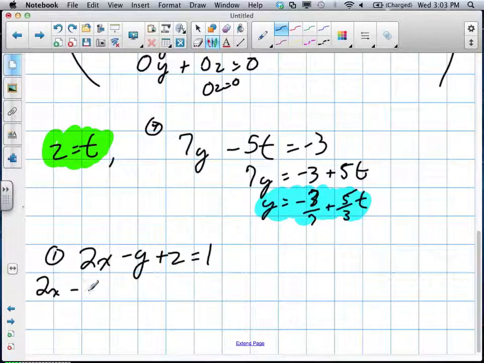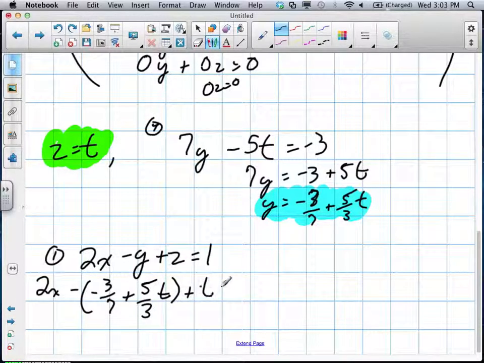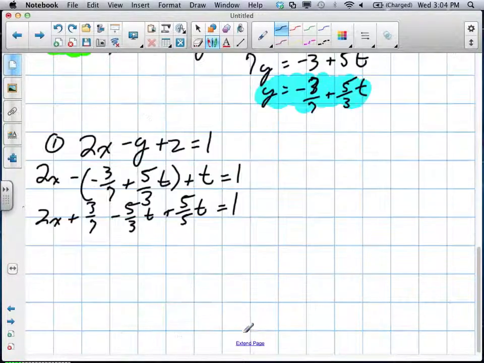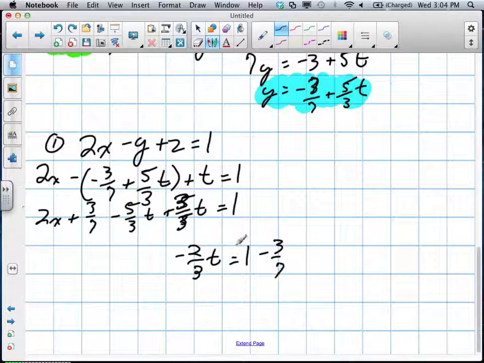So 2x subtract -3/7 plus 5/7t plus t equals 1. This becomes 2x plus 3/7 minus 5/7t. I'm going to put this to plus 7/7t equals 1. When we do that, our t's end up being 2/7t is equal to 1. We bring the 3/7 over, so we're subtracting by 3/7. So this could be 7/7. And we still have our 2x. So we collected our like terms. I kind of did it quickly there. I bring the t to the other side.